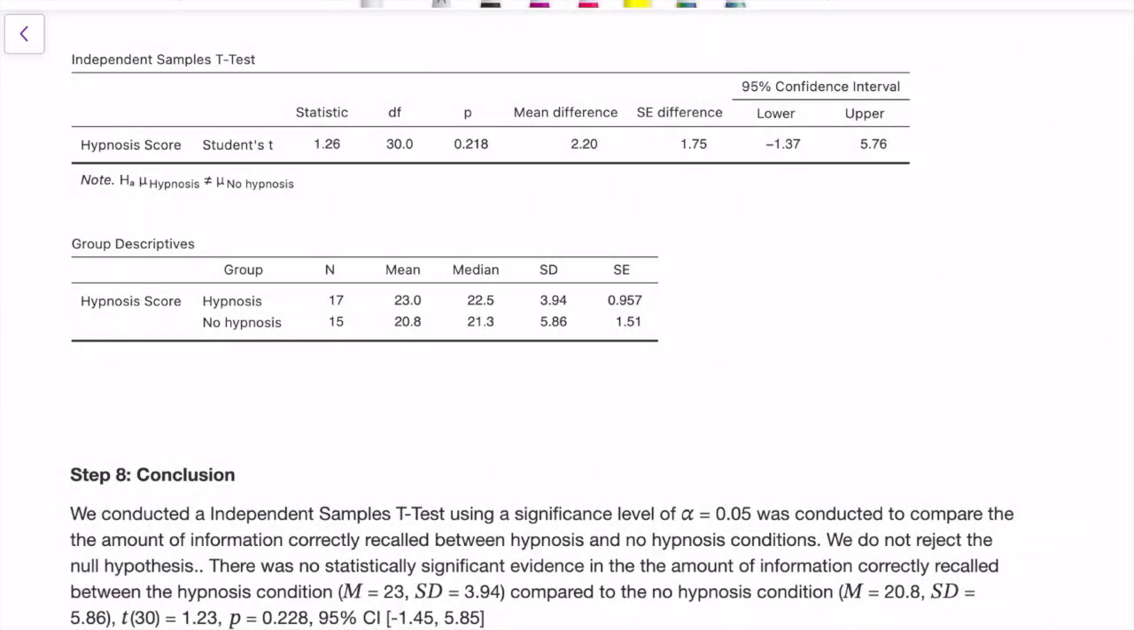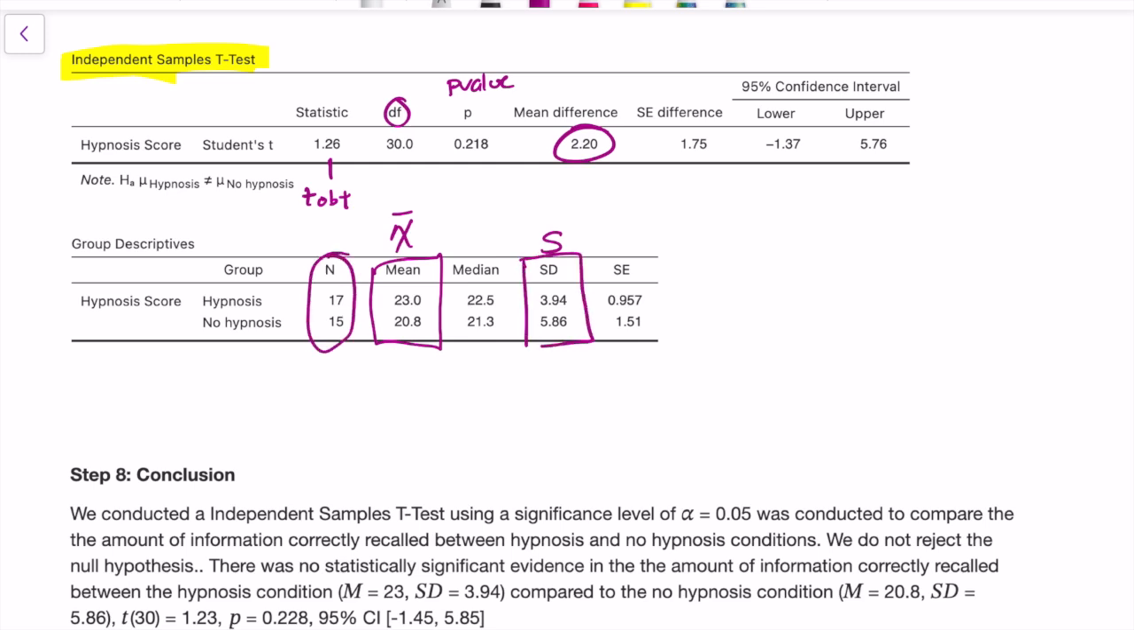So now let's look at the output from Jamovi. Notice it's an independent samples t-test. This is our T obtained. This is our degrees of freedom. This is our p-value. This would be the difference between these two sample means. This is our x bar essentially. This is our S, standard deviation. This is just our sample size. This one over here is the confidence interval. It's a little off, but the direction is still the same. The conclusion would still be the same. We also have our p-value.